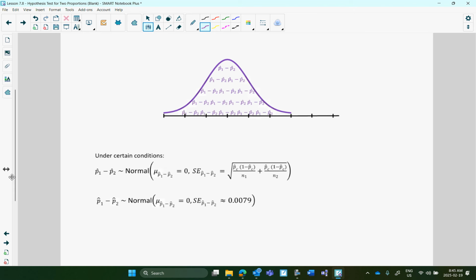So remember, we're assuming the null, where p1 minus p2 is equal to 0. Therefore, this is 0. That's our mean of all the sample proportions we took, of all the trials that we did, because we're assuming it groups around 0. There's no discrimination.